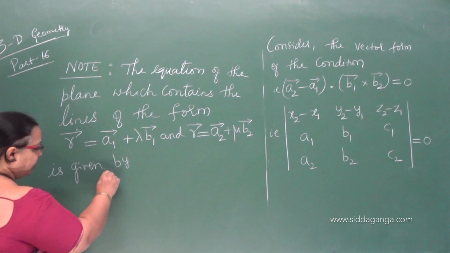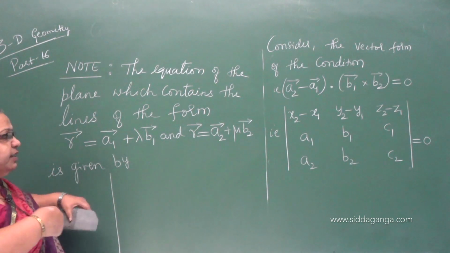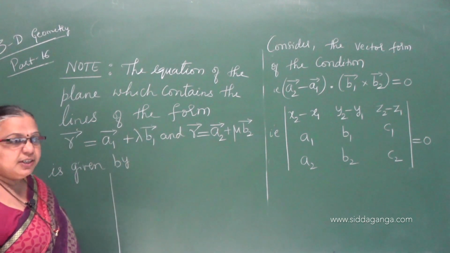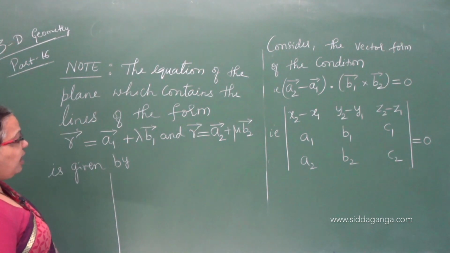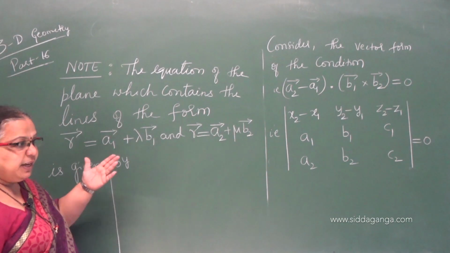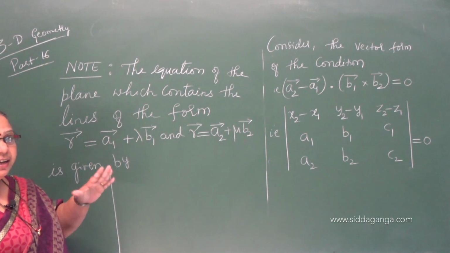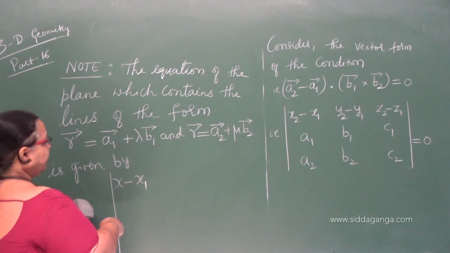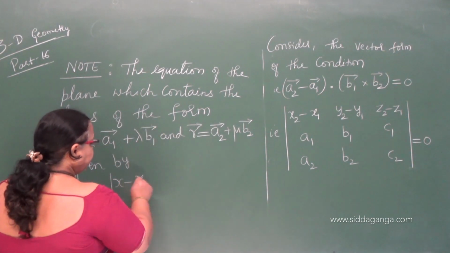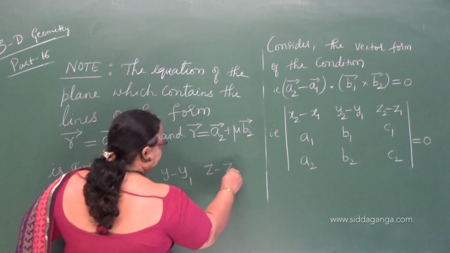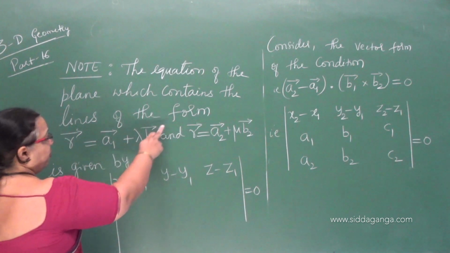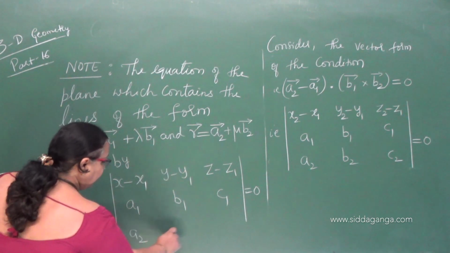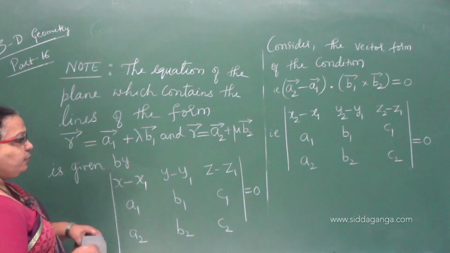by, again in the determinant form. When only two lines are given, we used a1, b1, a2, b2 and got the condition. But when it is the equation of the plane, we take another point P with coordinates x, y, z. Then the equation is given by the determinant: first row x minus x1, y minus y1, z minus z1; second row the components of b1 vector, a1 b1 c1; third row the components of b2 vector, a2 b2 c2; equal to 0.